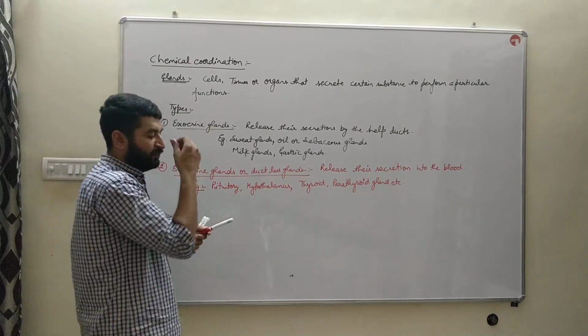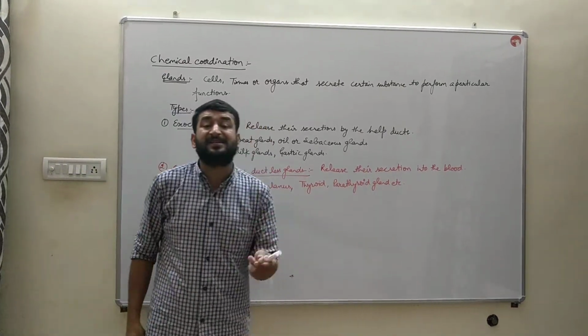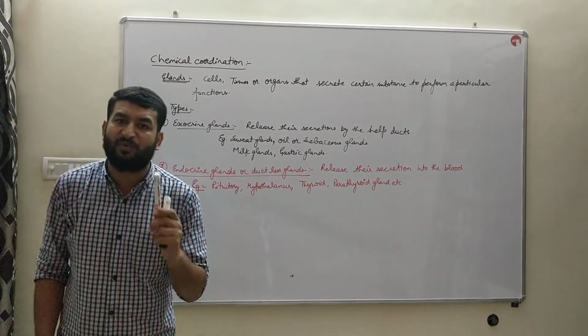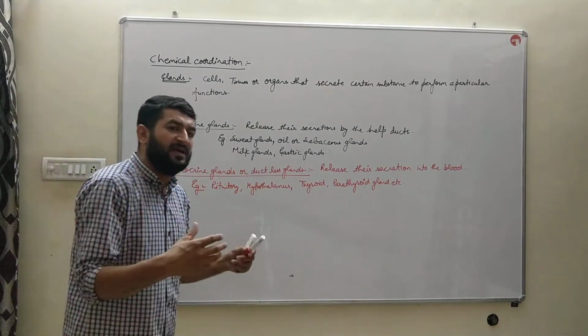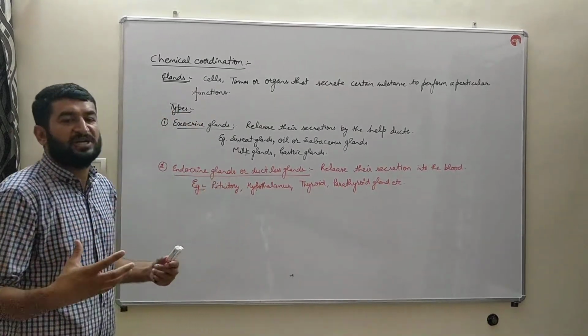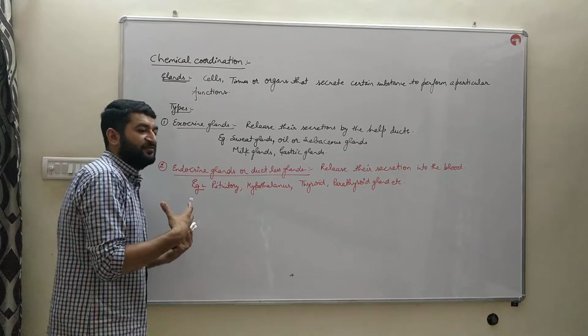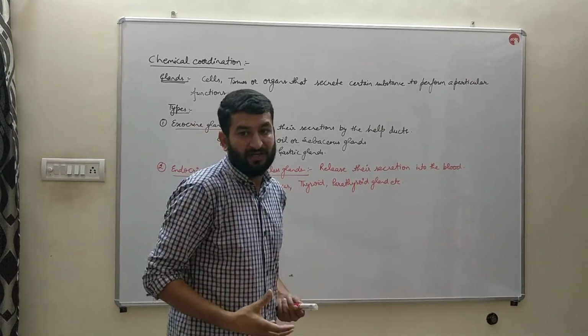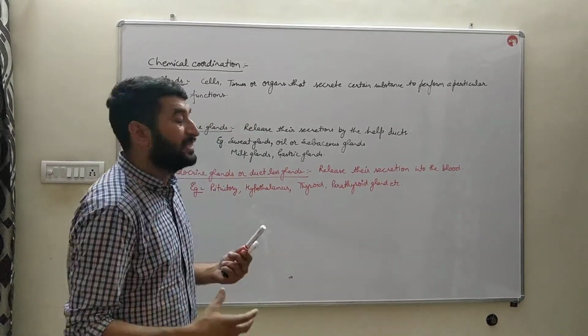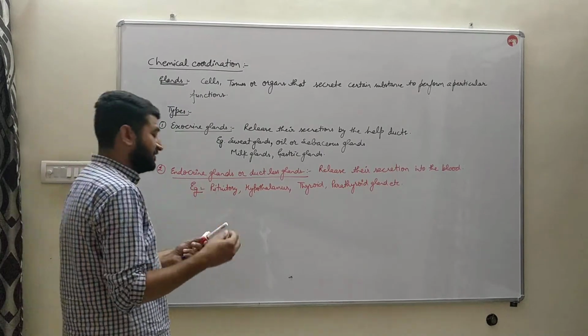They do not possess ducts and they release their secretions into the blood circulatory system, and through blood those secretions, those hormones are transported from one part of the body to their target site, to their acting site where those hormones are going to act.